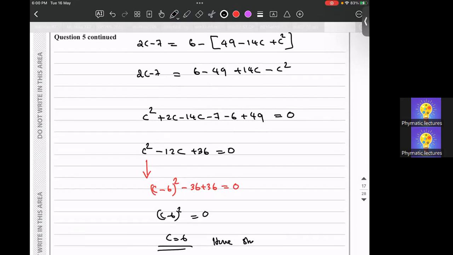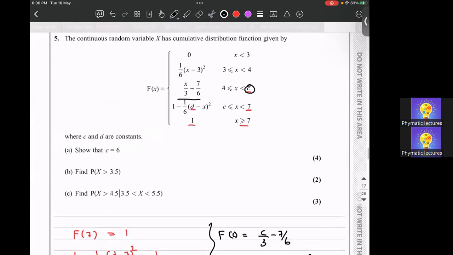Hence, we showed the value of c is equal to 6. Hope you got it. Now, the B part of this question.